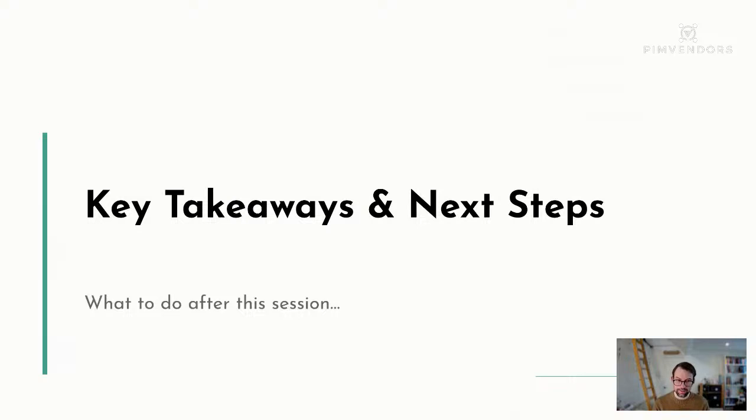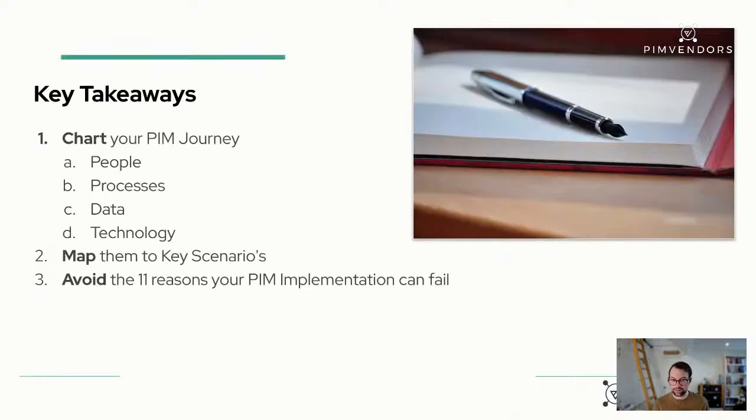So, key takeaways and next steps. So what to do right after this session. First might be to chart your PIM journey. So your product data journey, the different people that are involved, the different processes that are involved, the product data and other data that is involved, the technology landscape and how it all interacts. Chart it for yourselves. You might miss things, you might have questions, feel free to reach out to me, but this is where you start.